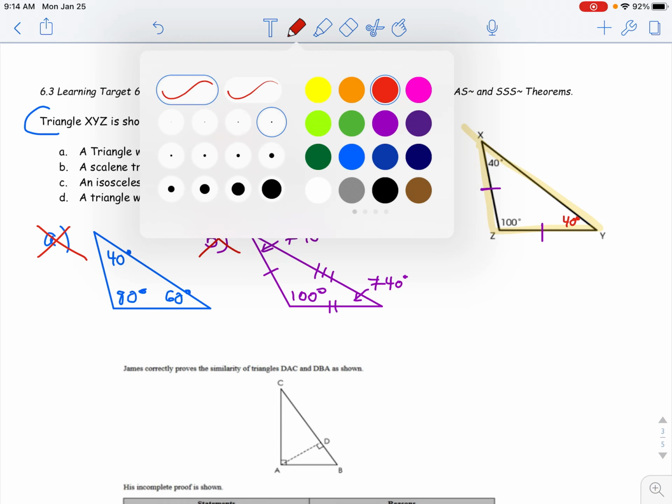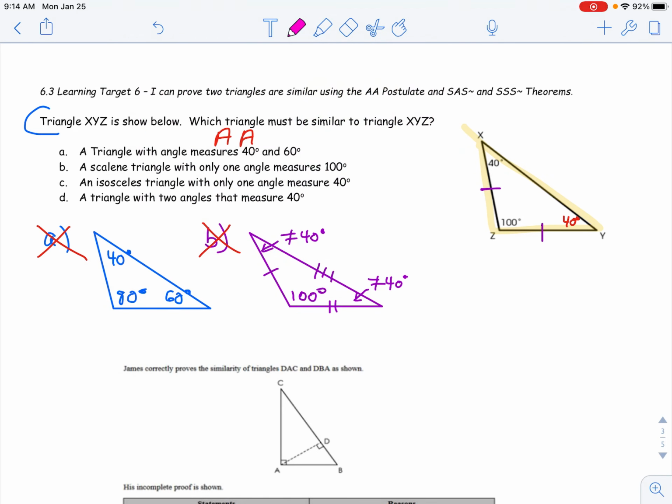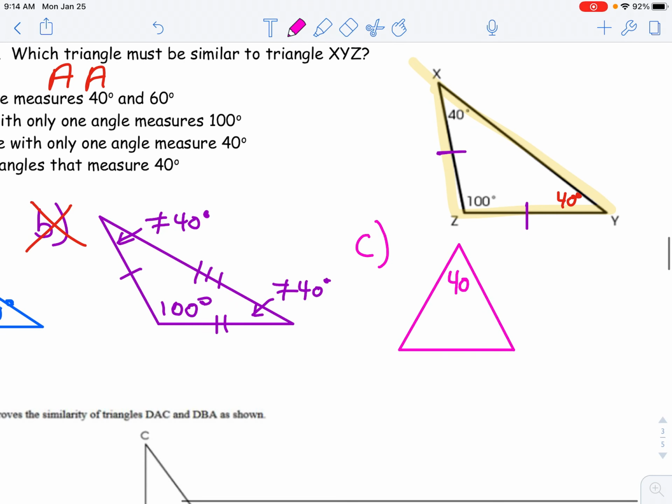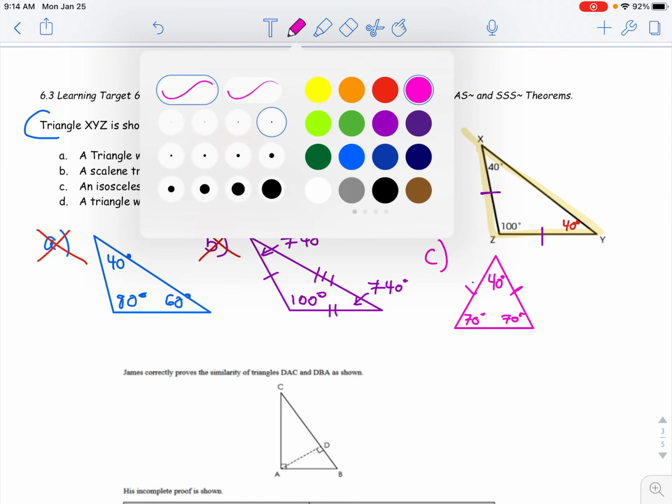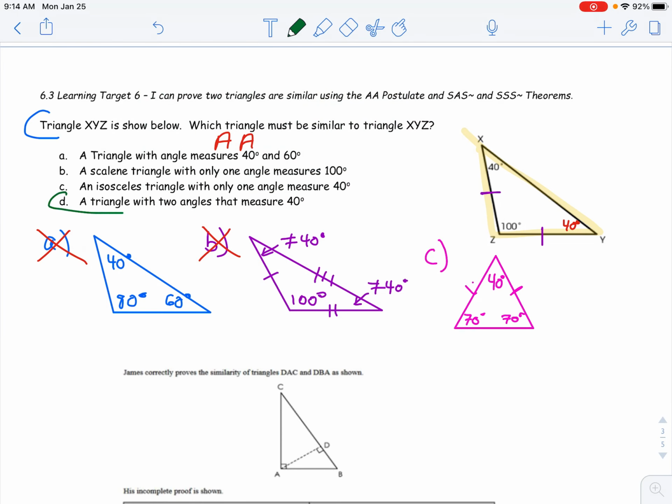An isosceles triangle with only one angle measure of 40 degrees. We already know the one we have is isosceles, but we have to read it carefully. This only has one angle that's 40 degrees, and since it's isosceles, the rest have to be, let me think, 70 degrees. So again, we don't have two angles that are congruent. So C's bad, and it turns out green's the good one.